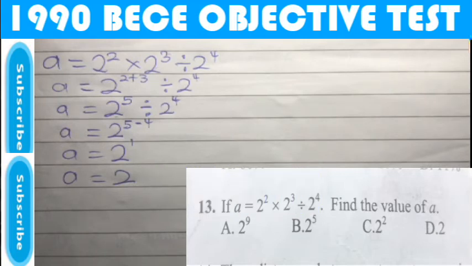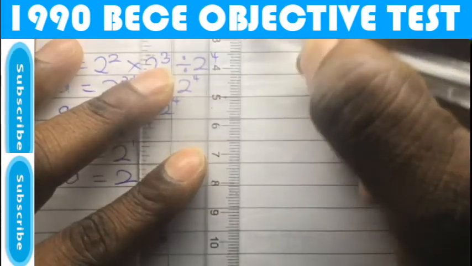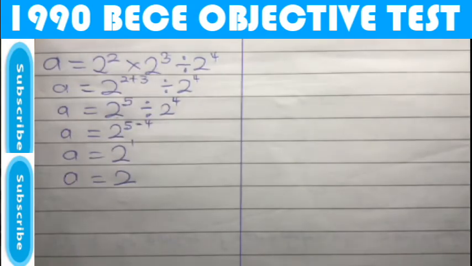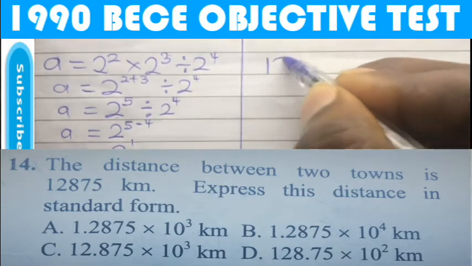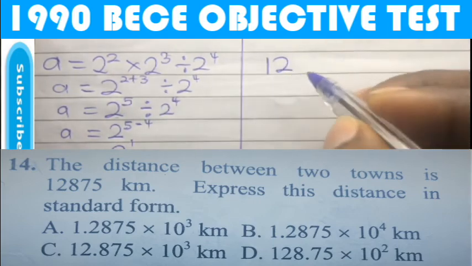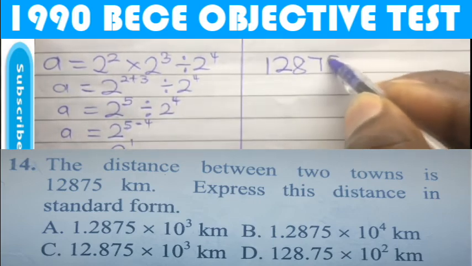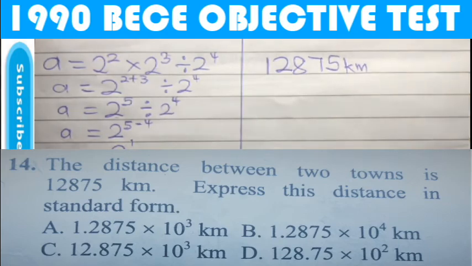We are expressing a particular distance in standard form. The question will be displayed on the screen. Let me divide the space that I have over here, and let me write the distance down. We have 12,875 kilometers, and we are expressing this in the standard form.